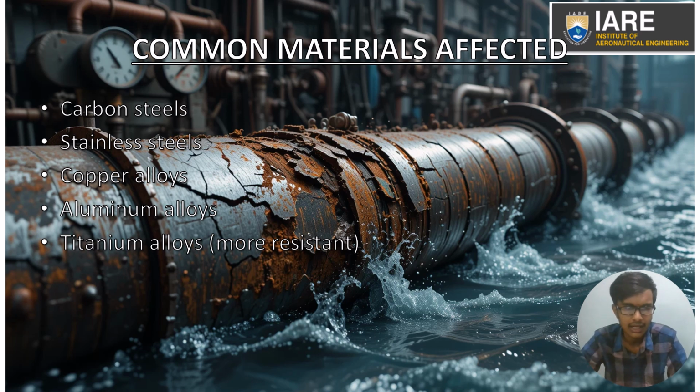And after that, aluminum alloys. These aluminum alloys have a thin oxide layer that is easily disrupted, especially in high velocity or abrasive environments. And after that, titanium alloys. These titanium alloys naturally form a very strong and stable oxide layer, making them even more resistant to erosion corrosion than other metals when compared. Hence, these are the common materials affected due to the phenomenon of erosion corrosion.